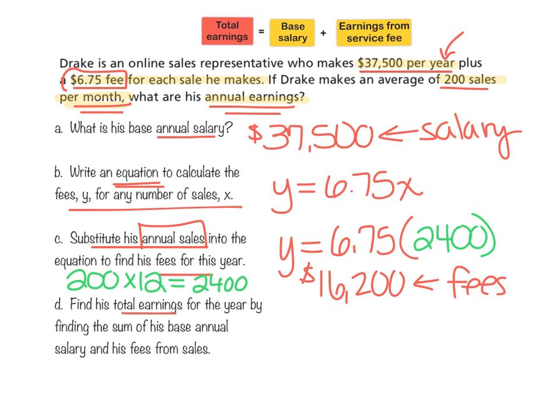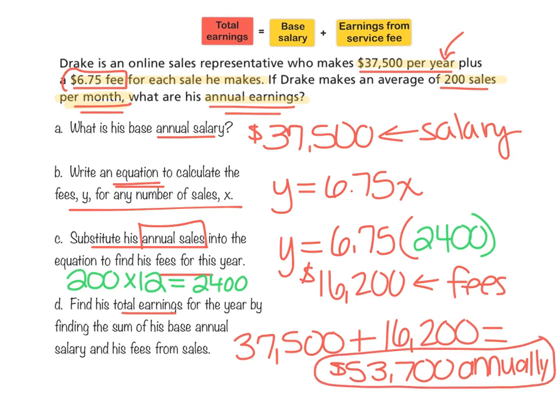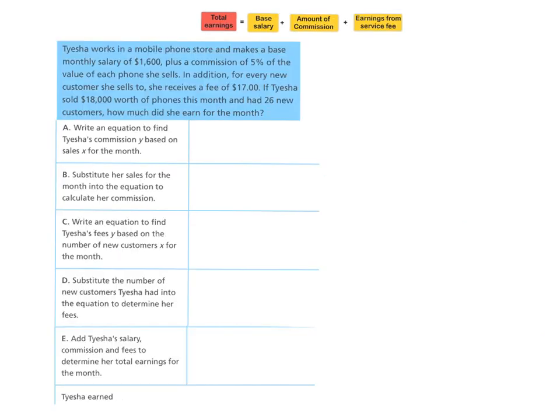So to find his total earnings for the year, we add together his base salary, which we found was $37,500, plus the fees that he earned from his sales to get his grand total. $37,500 plus $16,200 gives me $53,700 annually, or for the year. So those are his total earnings. So the more sales that he makes, the more money he's going to earn in a year.